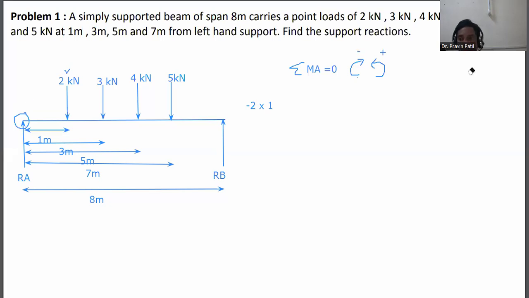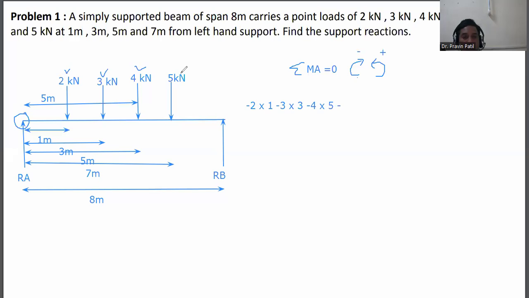Next force is 3 kN. It also rotates clockwise, so negative. The perpendicular distance is 3 meter, so minus 3 into 3. Next force is 4 kN, also clockwise, so negative. The perpendicular distance is 5 meter. So write down minus 4 into 5.